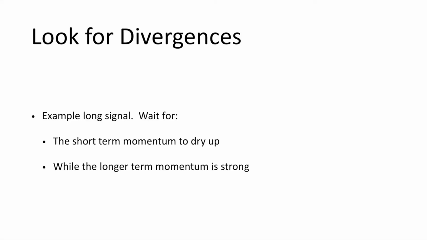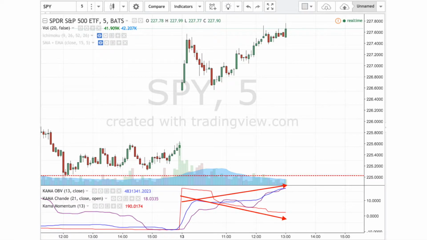What you do want to look for are divergences. For example, if I want to set up a long trade, I want to wait until the short-term momentum dries up while the longer-term momentum remains strong and is in a bullish direction. A good example is shown here in this chart, where the short-term momentum, again shown in red, spikes up very sharply, but then gradually trends downward over time. However, the medium-term and long-term momentum, shown in purple and blue respectively, remain strong. This indicates that any dips present buying opportunities.